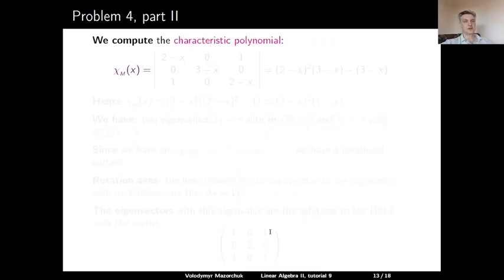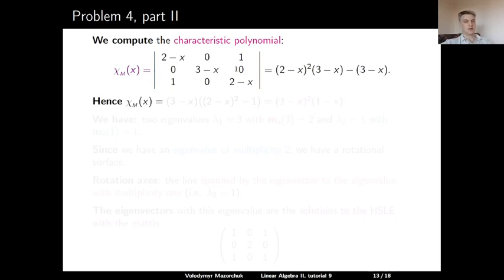So we compute the characteristic polynomial. This is a determinant for the matrix 2 minus x, 0, 1, 0, 3 minus x, 0, 1, 0, 2 minus x. So this determinant is equal to the product on the main diagonal, 2 minus x squared times 3 minus x, minus the product on the other diagonal, 3 minus x. So if we move 3 minus x out, we get 3 minus x times 2 minus x squared minus 1. So this is 2 minus x minus 1 times 2 minus x plus 1. So we get 3 minus x squared times 1 minus x.